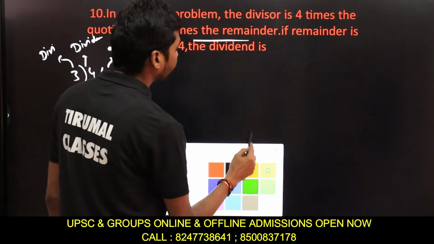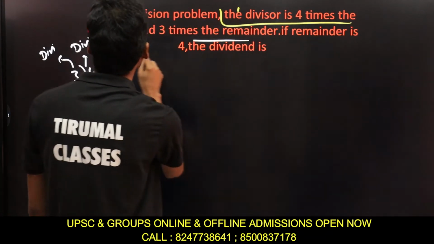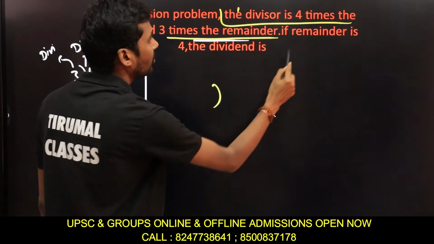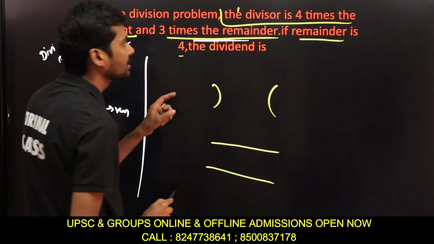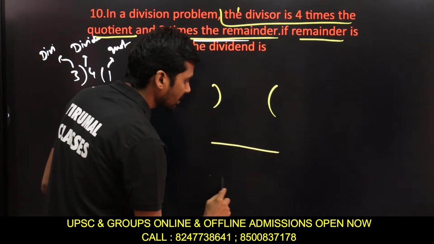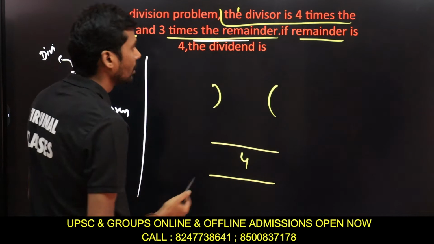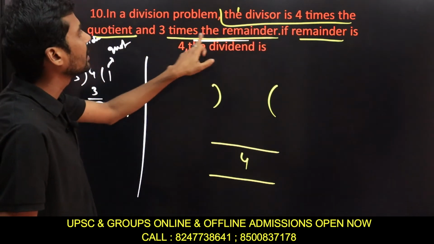Now you see that in a division problem, the divisor is 4 times the quotient and 3 times the remainder. If the remainder is 4, which means that in this problem the remainder is given. What is the remainder? The number which comes at this place. The remainder is 4. Here the divisor is 4 times the quotient and 3 times the remainder.